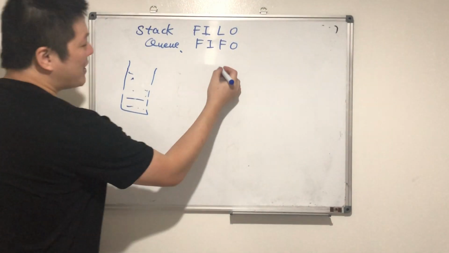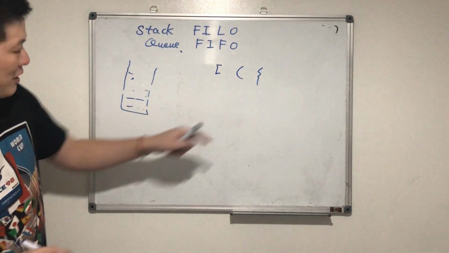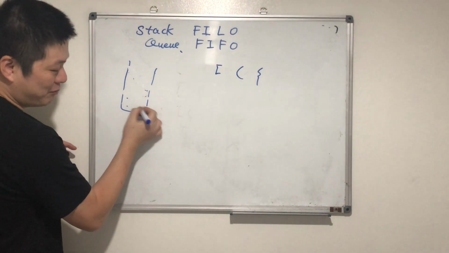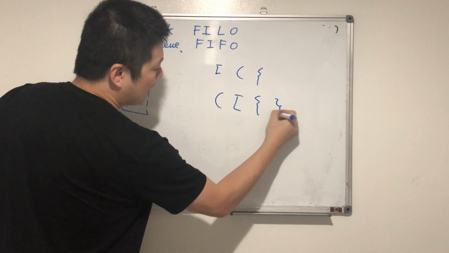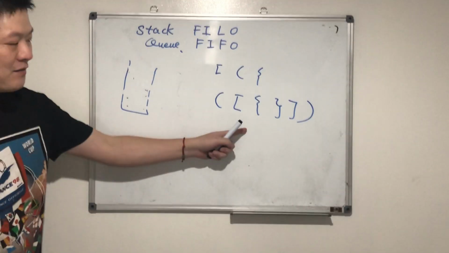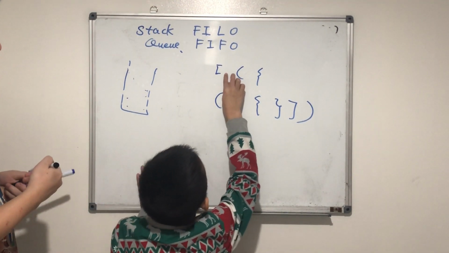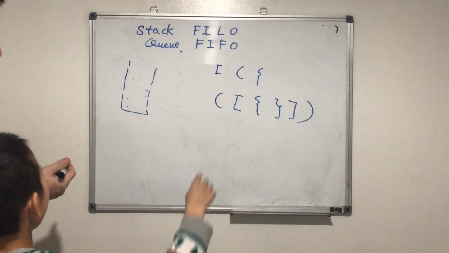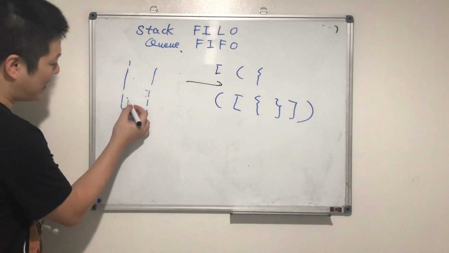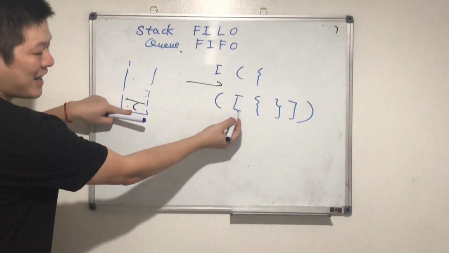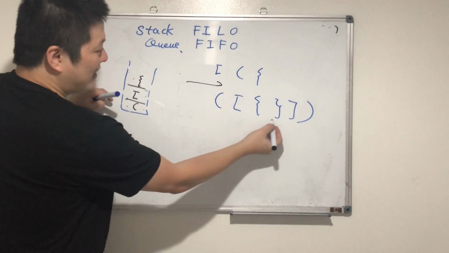So how about if we meet one of these opening brackets? We put it in the stack. For example, like this. Going this way, opening, I put it here. Another opening, I put it here. Another opening, I put it here. Now it's a closing.